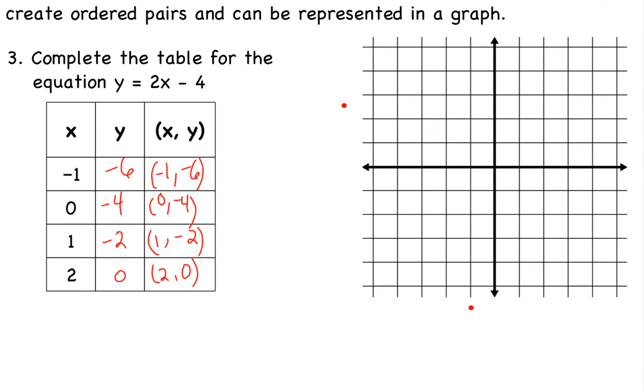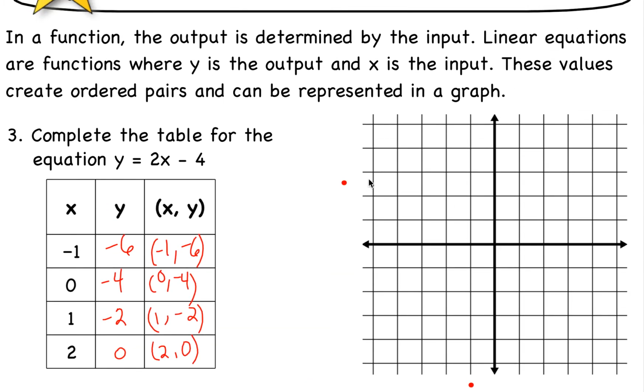The next point is 0, negative 4. So start at the origin. Don't go left or right, right? If it's a 0, you don't go left or right. Negative 4 is down: 1, 2, 3, 4. So that one's going to be right there.